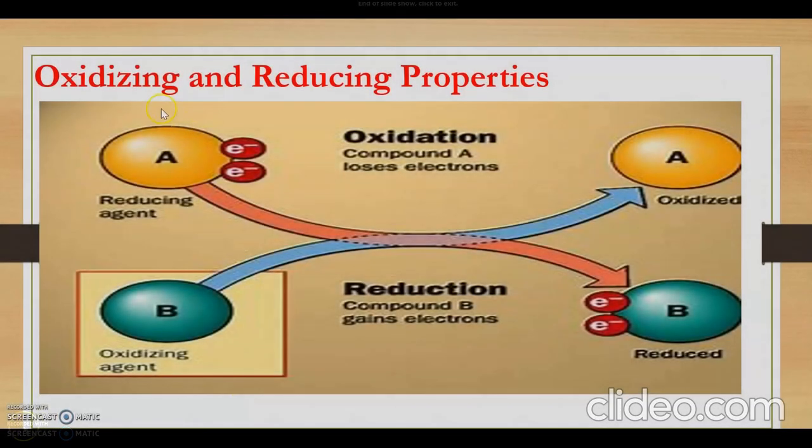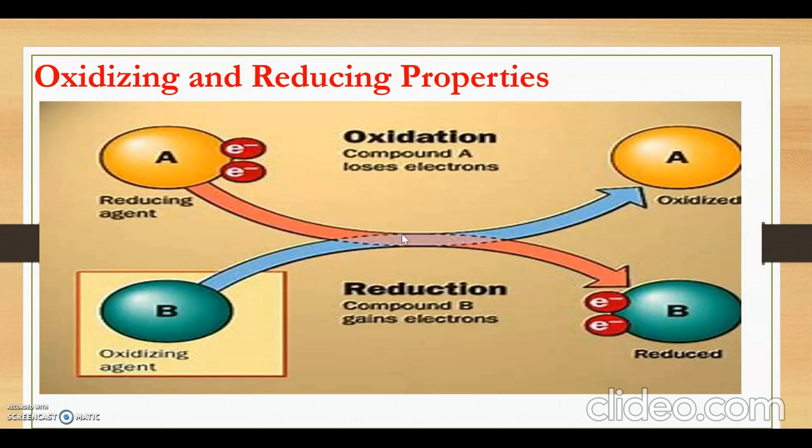Now the fourth property is oxidizing and reducing properties. An element which reduces other elements itself undergoes oxidation, that is, loses electrons by supplying electrons, and is called a reducing agent. This ability of elements to reduce others is called the reducing power of elements. It depends upon the magnitude of the ionization energy of an element.